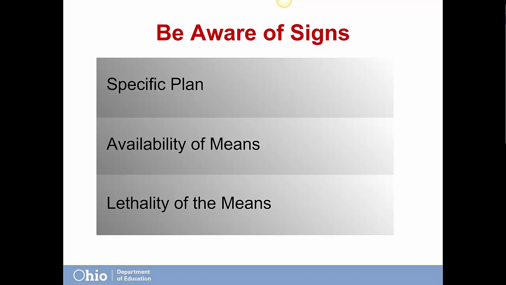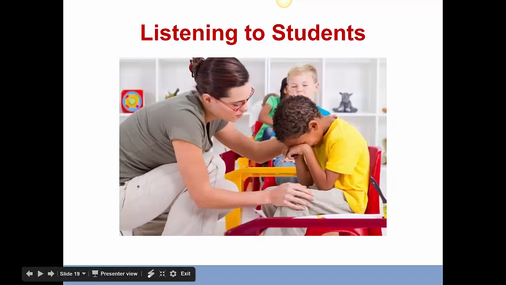There are 3 things that you want to keep in mind when inquiring about suicidal ideation. SAL. This stands for a specific plan, the availability of means, such as a weapon or drug, and the lethality of the means. Keep these things in mind as you talk to a student who may be suicidal.